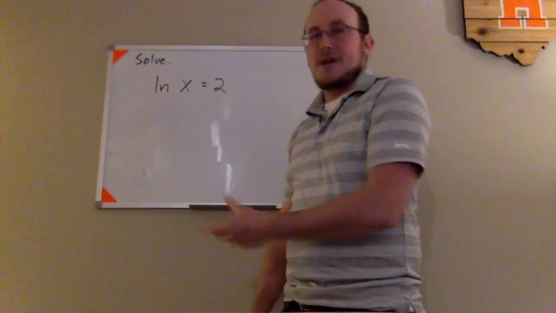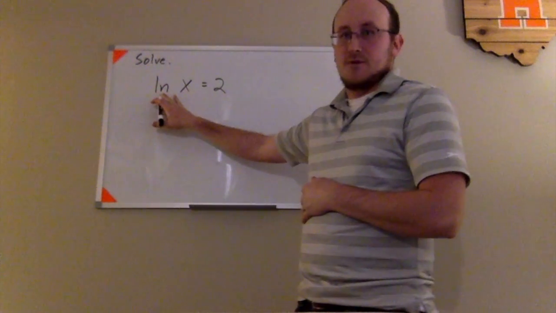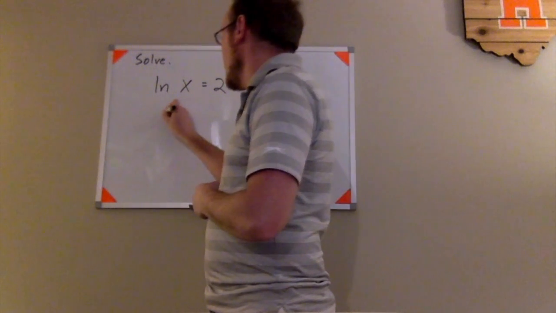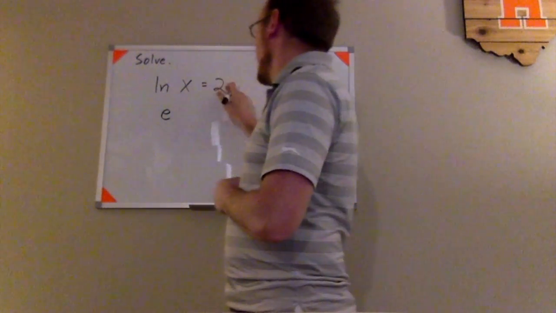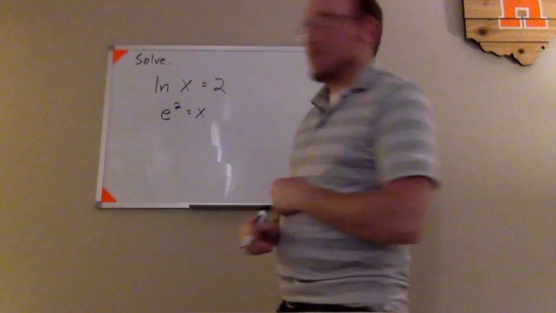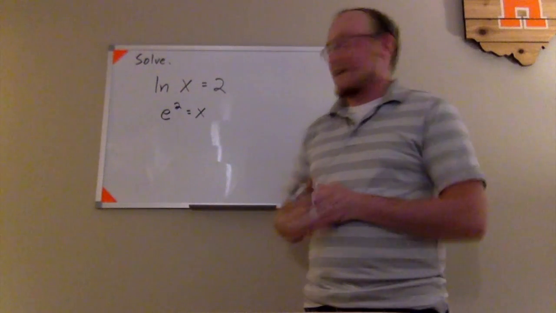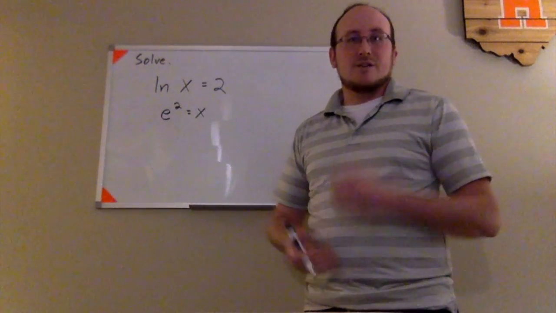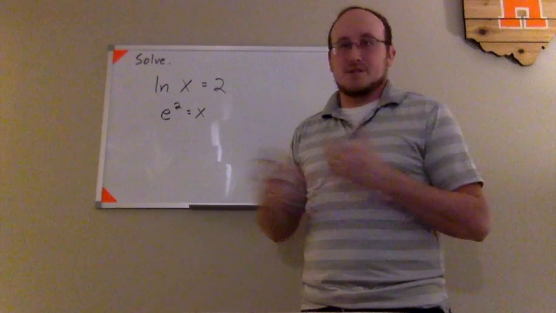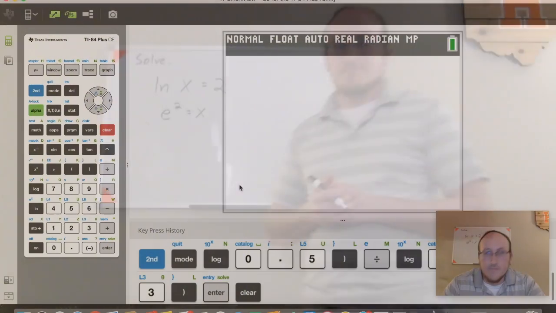To be able to do that, you have to know what the base of the natural logarithm is. We said that was e, so we will do e, and then jump across here to get your power: e to the second power is equal to x, like that. Then you need to go to your calculator to evaluate what e to the second power is and round to the appropriate number of decimal places that you're asked for in the problem.